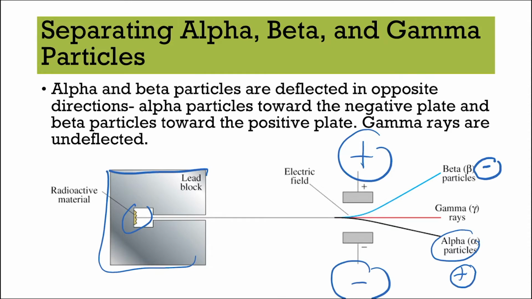Just a quick backtrack. If alpha particles sound familiar, that is what Rutherford used to shoot through his gold foil, and that's how he figured out the structure of the atom.